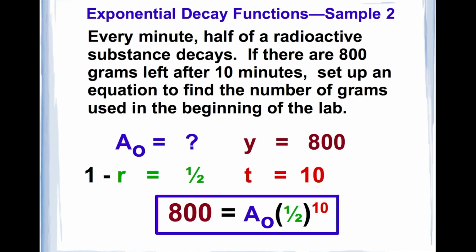So this is every minute, half of a radioactive substance decays. That means our decay factor, our whole 1 minus r, is a half. Notice if you take 1 minus a half, you get a half. Very convenient. We don't have our beginning amount. Here's our decay factor. We're going to have half left. We're going to do this for 10 minutes, and we result in 800. So this is a setup that will help us find how much we started with.